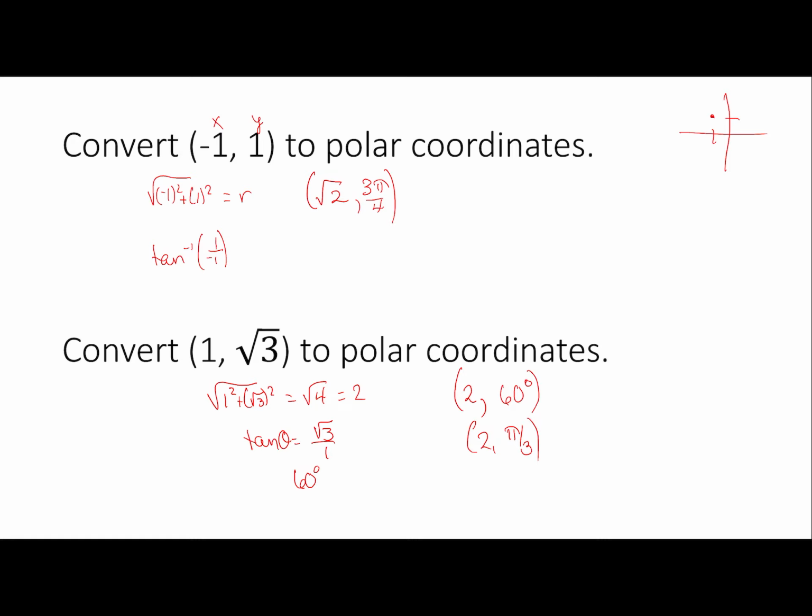And again, you can sketch these out and ask yourself if that's going to make sense. If I were at 1, square root of 3, I'm 1 to the right, square root of 3 up. Does that look like that could be a 60 degree angle and about 2 out? The answer should be yes.